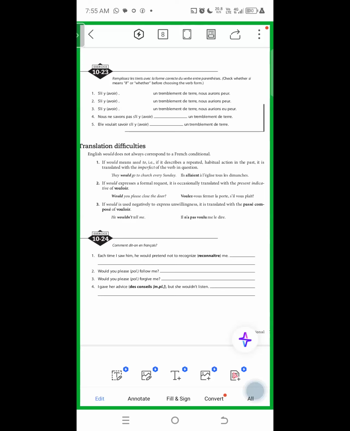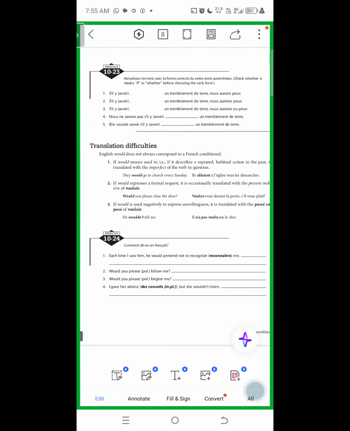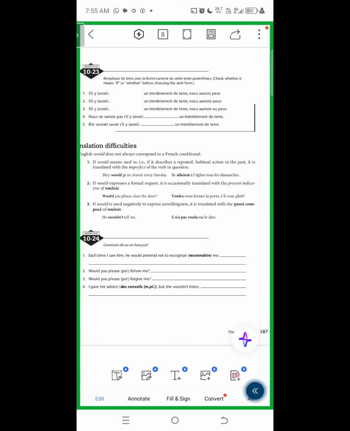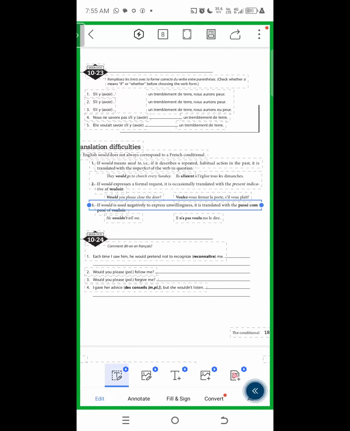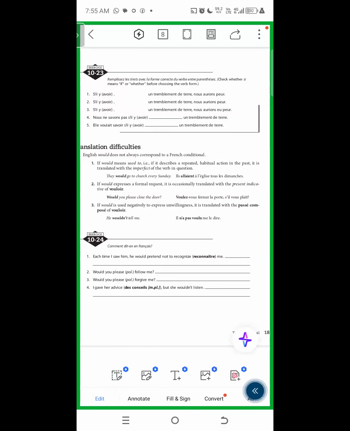Now, if it's used negatively in the passé composé, it's expressing unwillingness. It wouldn't tell me. It doesn't want to tell me. That's the wouldn't tell me there. So these ones are not conditional. The first one is imperfect. The other two are present and past tense in their usage. So these are where students have some little difficulties when dealing with the French language, especially at the niveau de licence, at the first degree level.